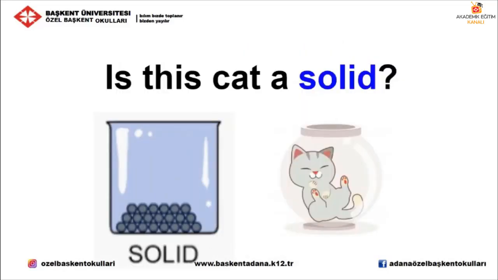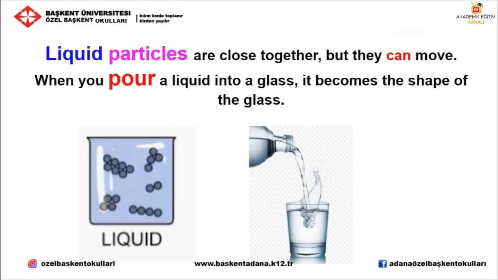Is this cat a solid? Well, the cat does not take the shape of the container. Yes, the cat is a solid. Liquid particles are close together, but they can move. When you pour a liquid into a glass, it becomes the shape of the glass or the shape of its container.